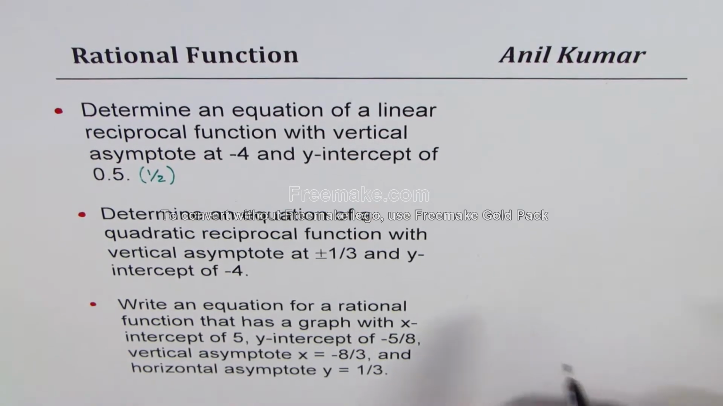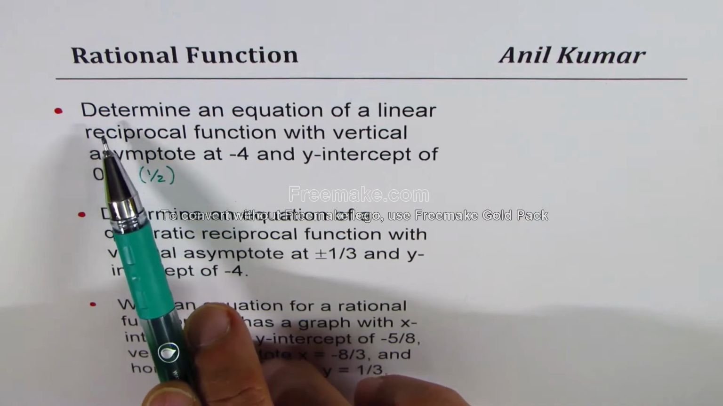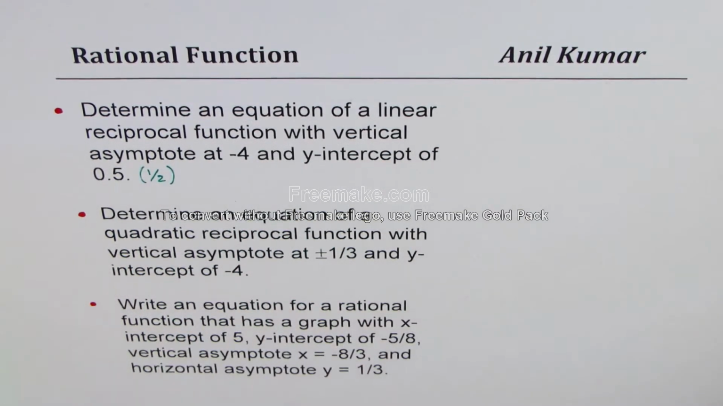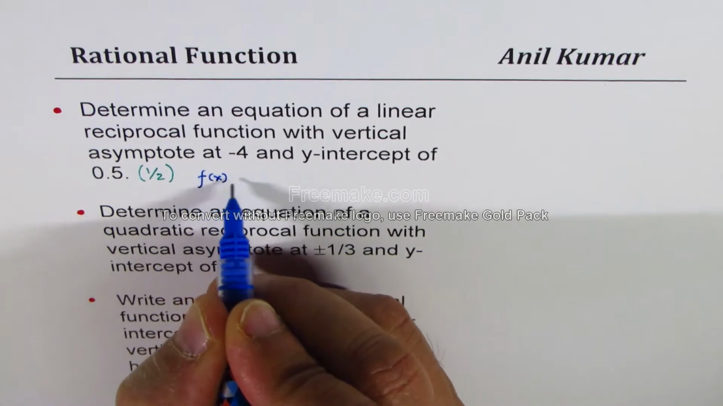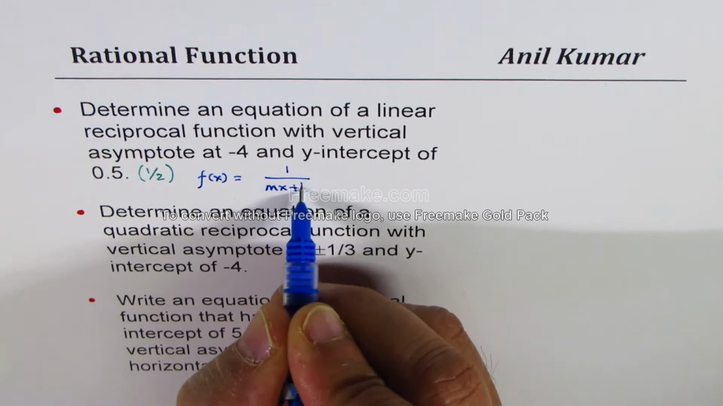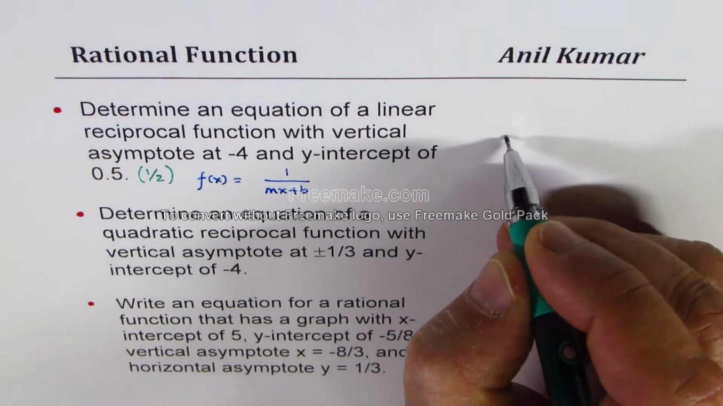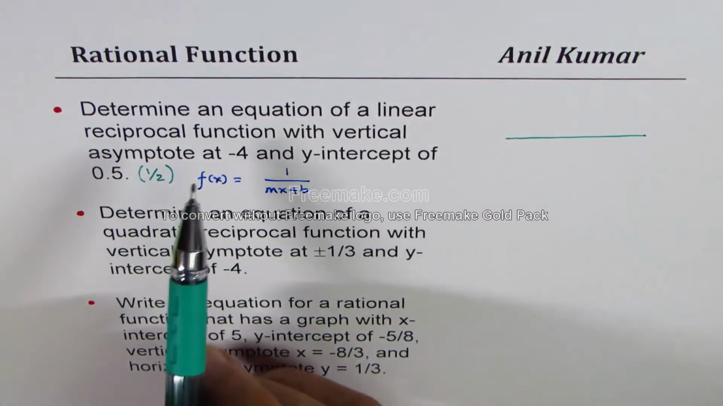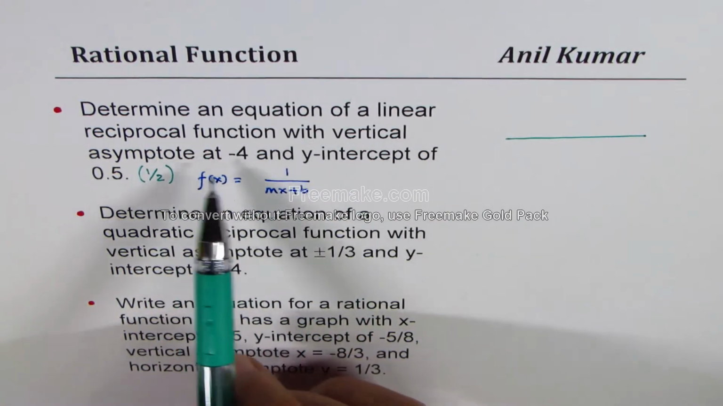So let's develop an approach to solve such questions. The first one here is determine an equation of a linear reciprocal function. That means we are looking for something which is 1/(mx + b), right? So reciprocal of a linear, that's a linear reciprocal function. What are we given? Let's have a look at what is given to us. It says with vertical asymptote at -4.